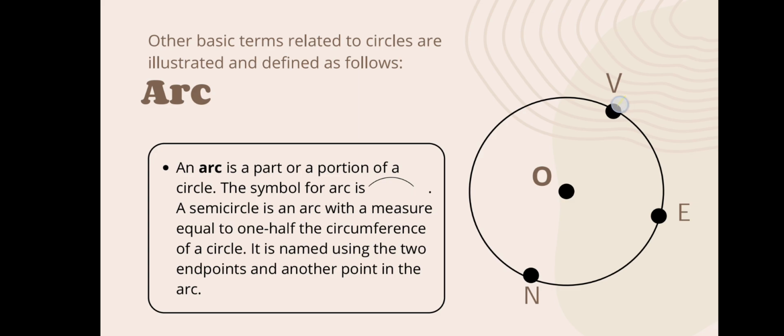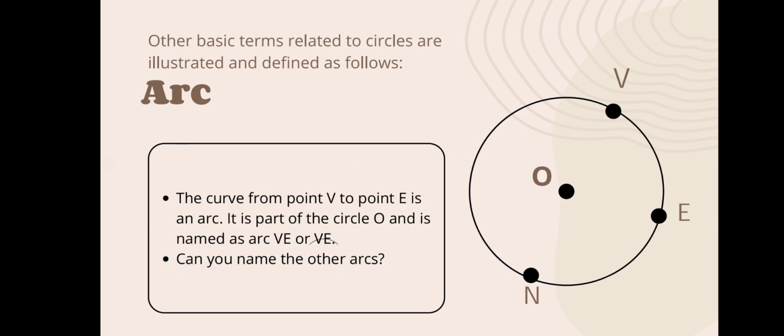So here, there are 2 points that are exactly 1/2 the circumference of a circle. So, in naming a semicircle, we call it VEN that has an arc on top of it. VEN or NEV. So, next one.